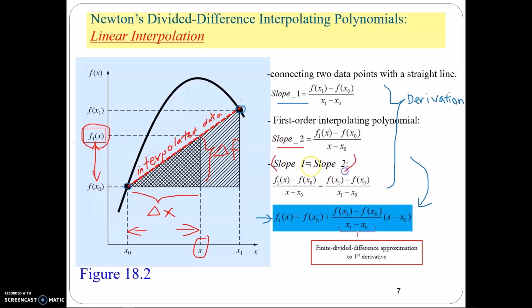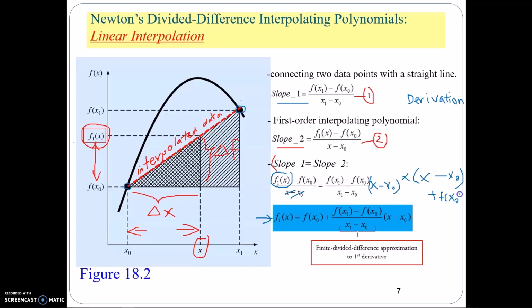The first slope is the same as the second slope. Then you should obtain this equation. To obtain the f1(x) on your left hand side, let's multiply with x minus x0. Then this term will be cancelled. It will appear here, x minus x0. You continue to add f(x0) on both sides. Then this term will be cancelled, and on your right hand side, you have this plus this term. With that, we succeed in obtaining the first order Newton interpolation method, which is the linear interpolation.